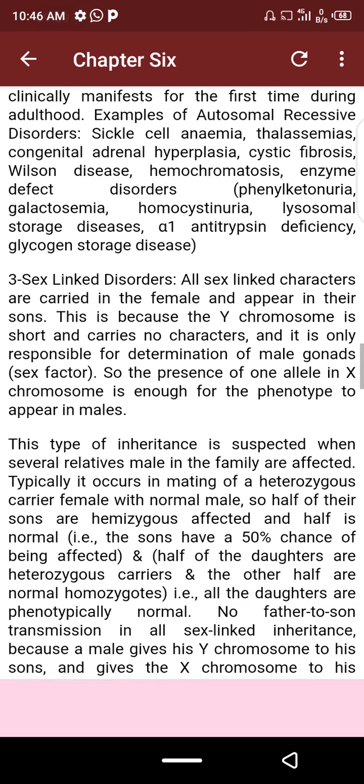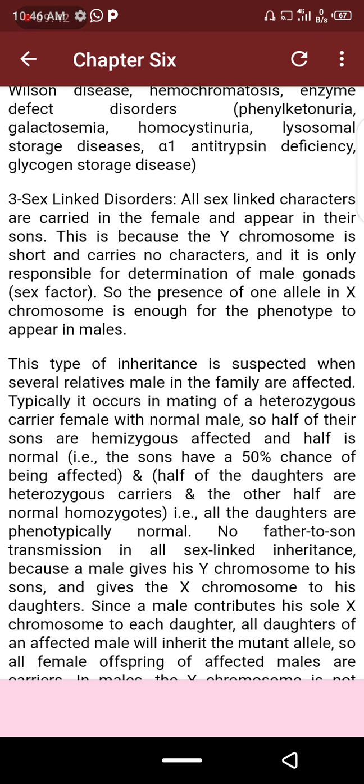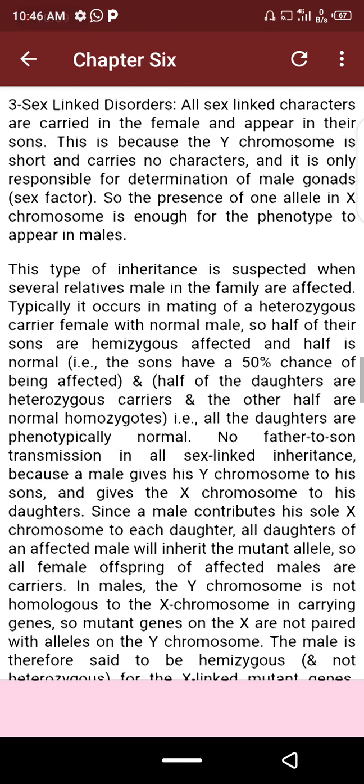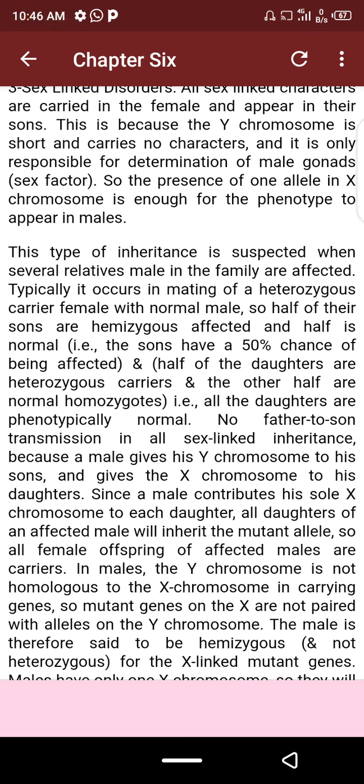Now I am coming to discuss with you sex-linked disorders. All sex-linked characters are carried by the female and appear in their sons. This is because the Y chromosome is short and carries no characters, and it is only responsible for the determination of male gonad sex factor. So the presence of one allele on the X chromosome is enough for the phenotype to appear in the male. That is how this type of inheritance is suspected.